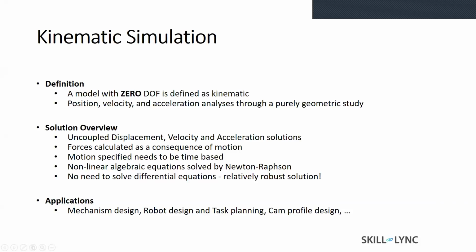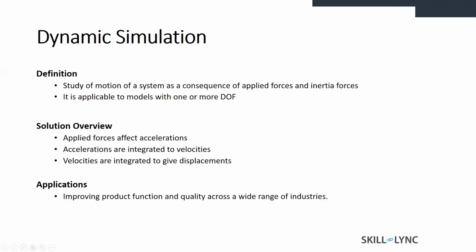Now moving on to the dynamic simulation. Dynamic simulation is basically the study of motion of a system as a consequence of applied forces and inertia forces. Okay, so that's the definition for dynamic simulation. It is always applicable to models with 1 or more degrees of freedom. So here the degree of freedom should be greater than 0. It can be 1 or more.